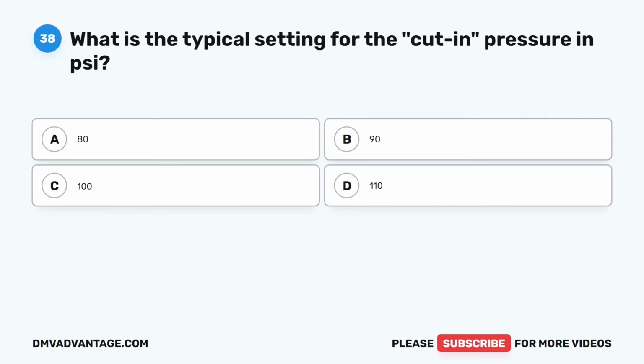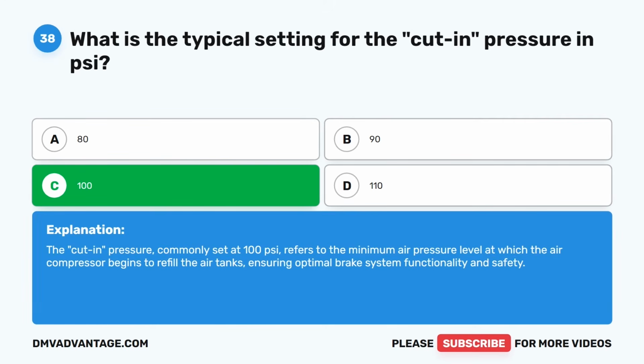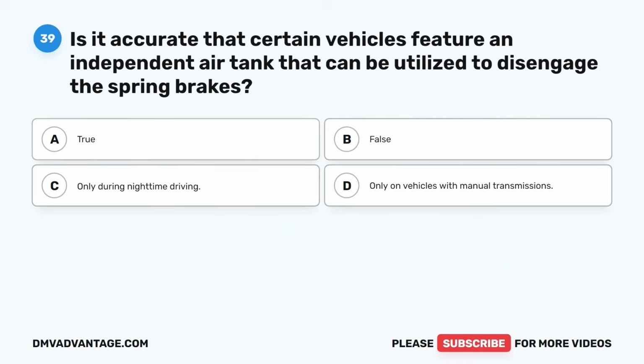Question 38. What is the typical setting for the cut-in pressure in PSI? A, 80. B, 90. C, 100. D, 110. The correct answer is C, 100. The cut-in pressure, commonly set at 100 psi, refers to the minimum air pressure level at which the air compressor begins to refill the air tanks, ensuring optimal brake system functionality and safety.